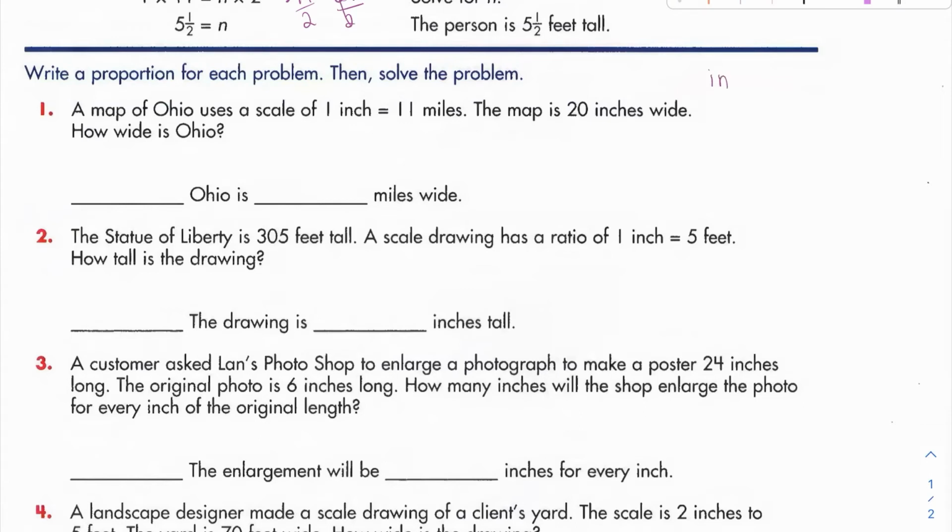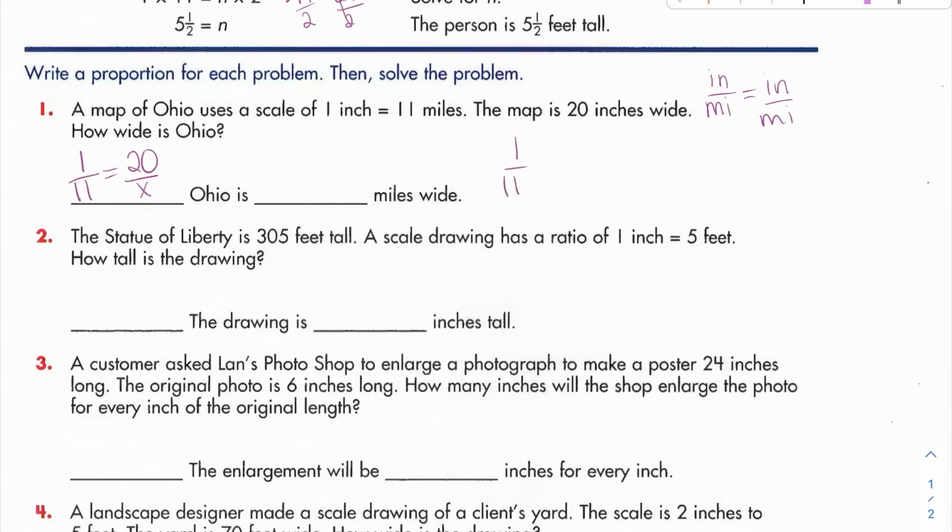So I'm going to do inches over miles. And the main thing is that you need to keep it inches over miles on both sides because they're proportions. The top should represent the same type of measure and the bottom should represent the same type of measure. So for this example, we're going to have 1 inch over 11 miles equals inches. The map is 20 inches wide, so we're going to put 20 over, and it wants to know how wide it is. So you can put an N, an X, a W for wide. You can put whatever variable you want. So that's my proportion, and now I need to solve it.